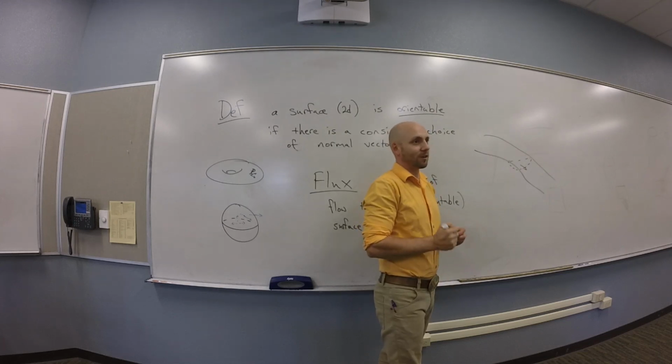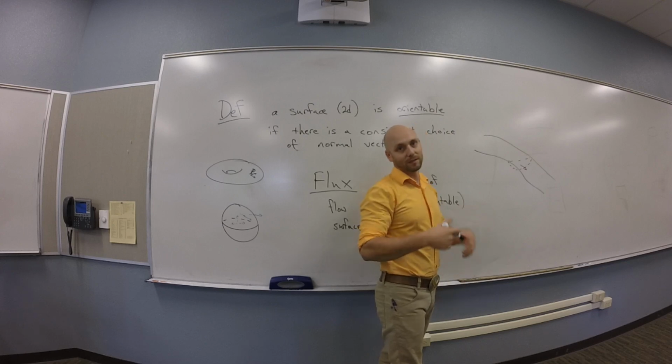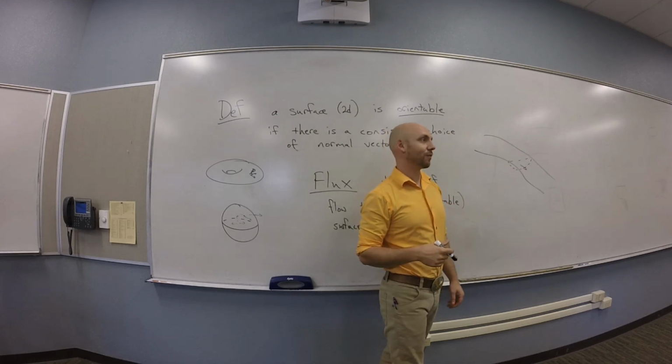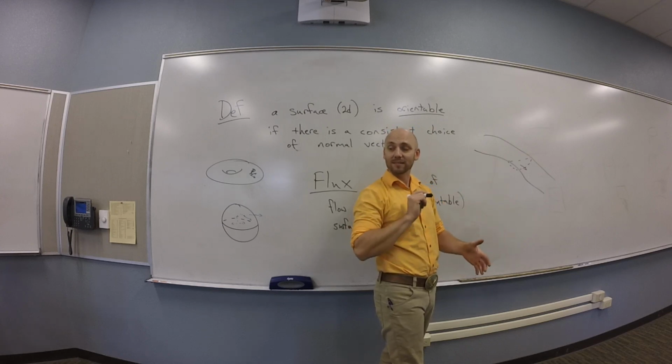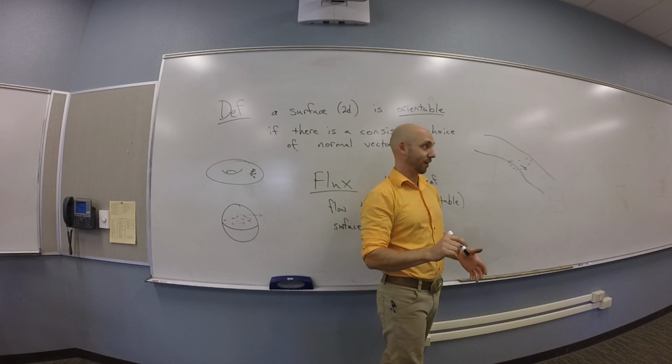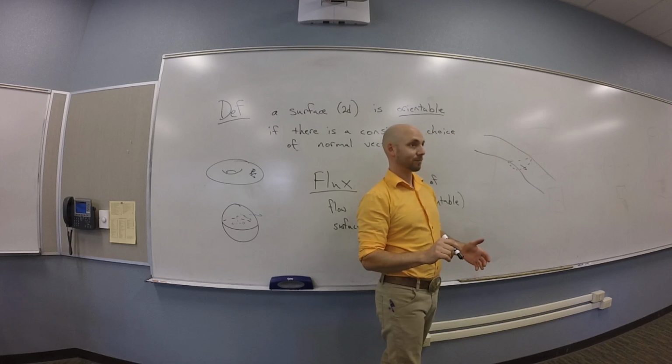What if you just put a littler net in there? Well, then you'll calculate some other slightly different thing. But the point is, through makes sense with that net because it has a consistent choice of normal vector. You guys see that? Okay.